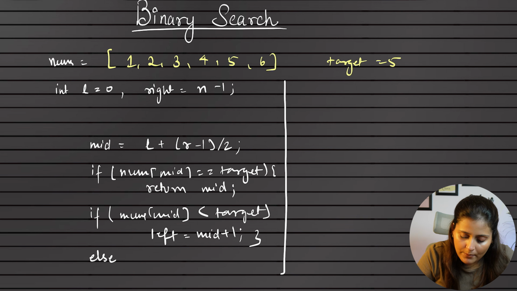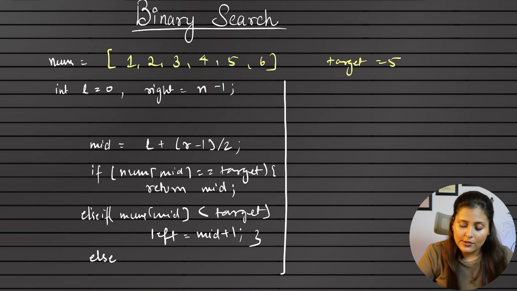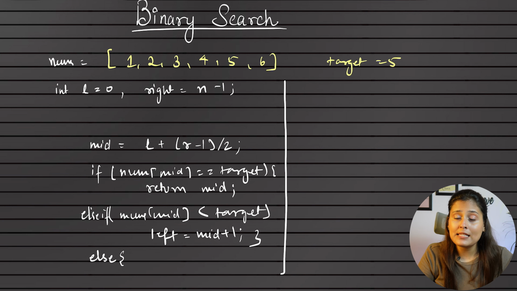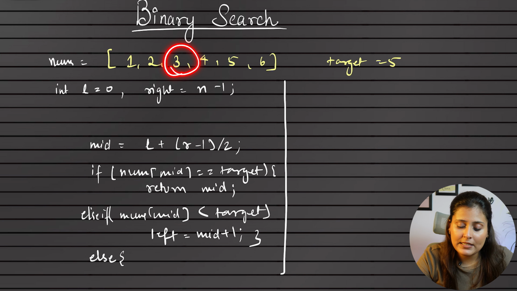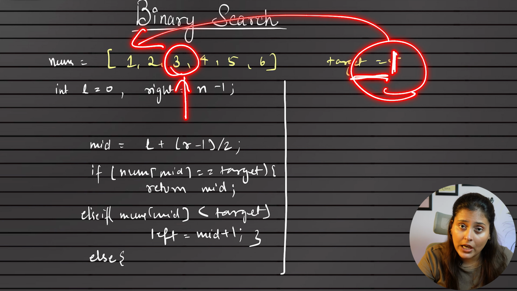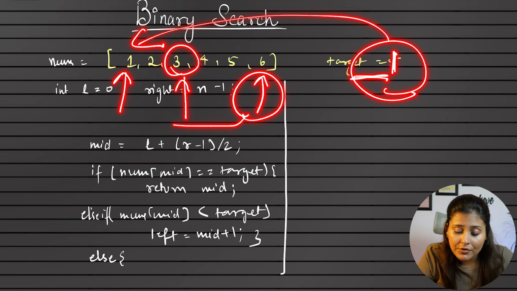Yes. Else, but for that we have to mention it in the else if, correct? So now in the else condition, nums of mid is greater. Let's suppose your target value was 1 and mid is greater than target. So definitely our target lies in the left half. So if we have to search in the left half, definitely the left pointer will not move. But now the right pointer we would like to move.